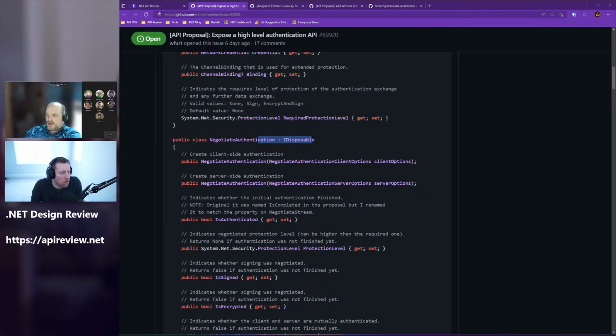And then on all these things like IsAuthenticated, IsSigned, IsEncrypted, it feels like they're supposed to be properties indicating what the state machine has gotten up to. So why are they settable? That's a good question, actually. Yeah, they probably shouldn't be. What about protection level? I think it again comes from the GSS API. I would need to double check, but I think it is again the outcome, so it should not be settable.